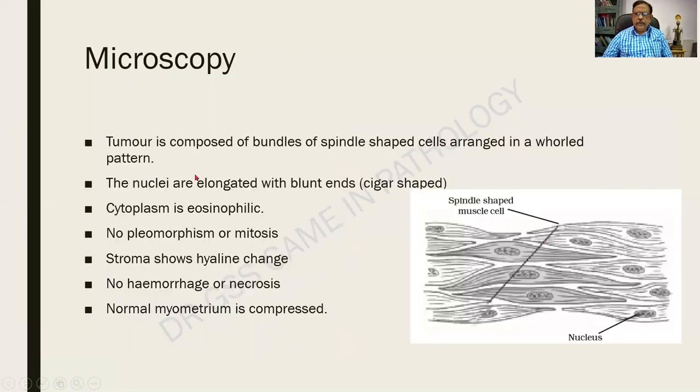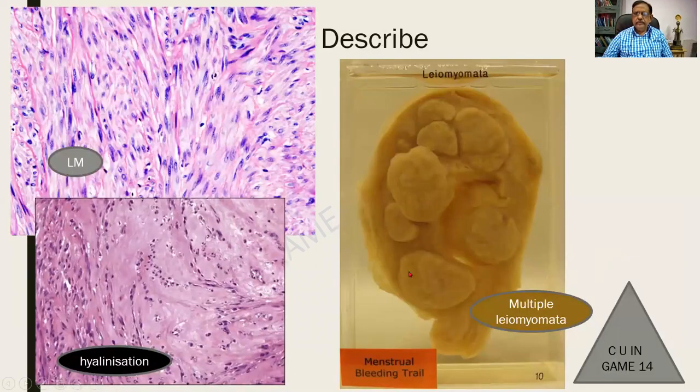So, microscopy, what do you see? Composed of bundles of cells which are spindle shaped, arranged in a whorl pattern, elongated cells, cigar shaped nuclei. Cytoplasm is eosinophilic. There will be no pleomorphism or mitosis because it is a benign tumor. Sometimes we can get what is called a hyaline change, and there will be no areas of hemorrhage or necrosis. And this is a diagram of the normal smooth muscle for comparison. The slide over here, I am finding the longitudinal version of it, and this is the cut surface of the same tumor cells. You can draw any one of these diagrams.